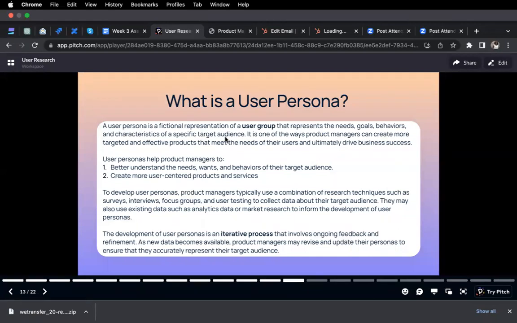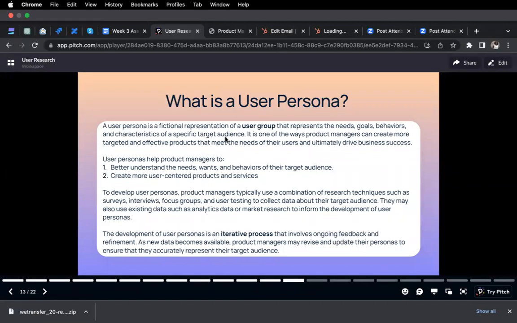Now, to develop user personas, product managers typically use a combination of research techniques such as surveys, interviews, focus groups, and user testing to collect data about their target audience. So one of the amazing things that you derive from user research is the development of your user personas. They may also use existing data such as analytics data or market research to inform the development of their user personas.